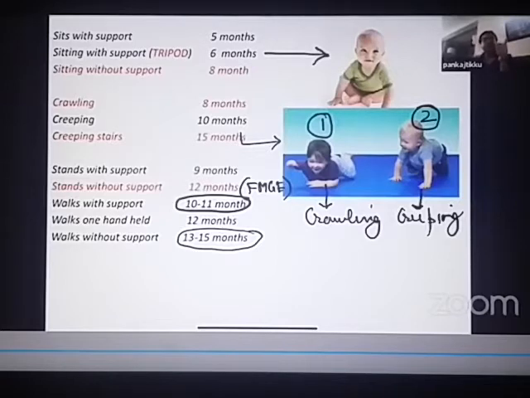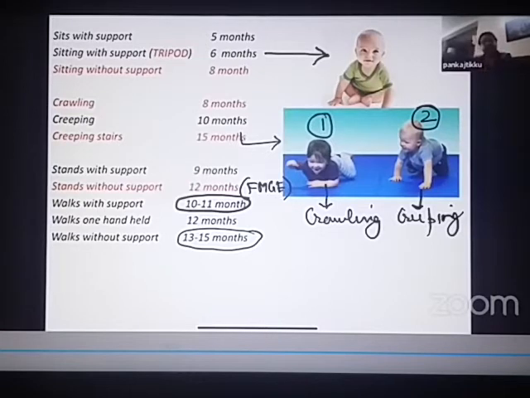So sits with support 5 months, sits with support in a tripod position 6 months, and sits without support 8 months. Crawls at 8 months, creeps at 10 months, and you can see the pictures of crawling and creeping, but creeping on stairs only at 15 months.